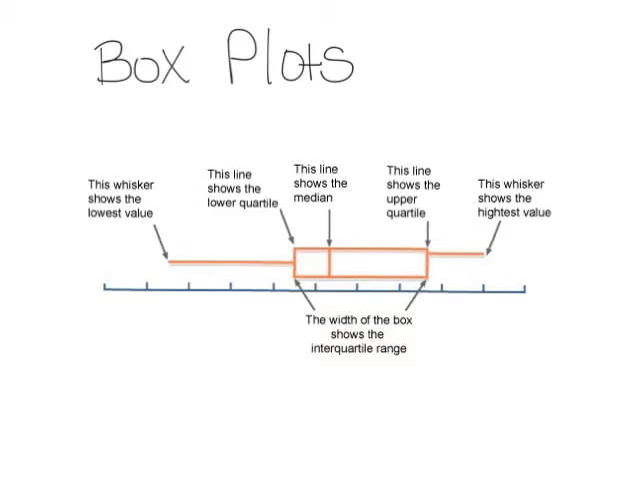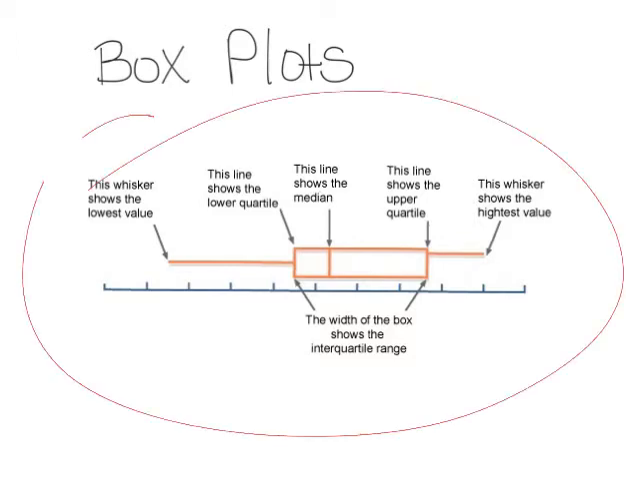So box plots. I'm hoping you talked about these last year. Sometimes they're called box and whisker plots. They look like this whole thing here. This nice little diagram kind of tells us what it is. So this endpoint here shows the lowest value in our data set. This endpoint here on the right shows the highest value. These little lines here are called whiskers. They look like little whiskers, right?